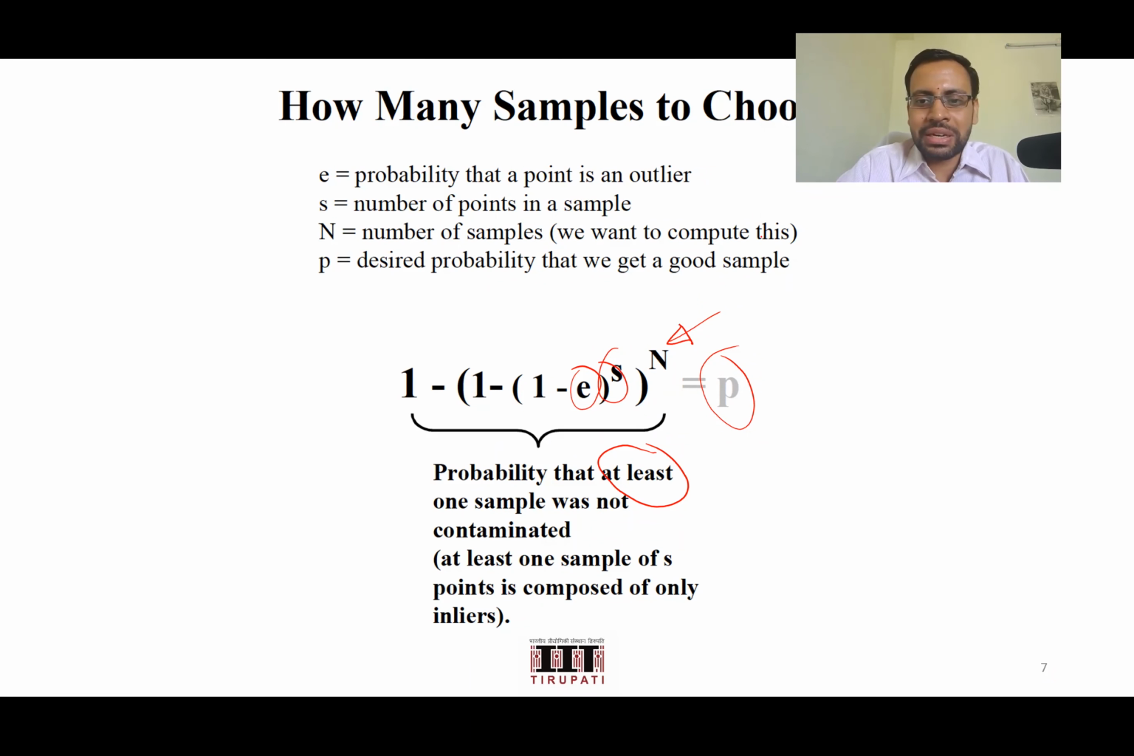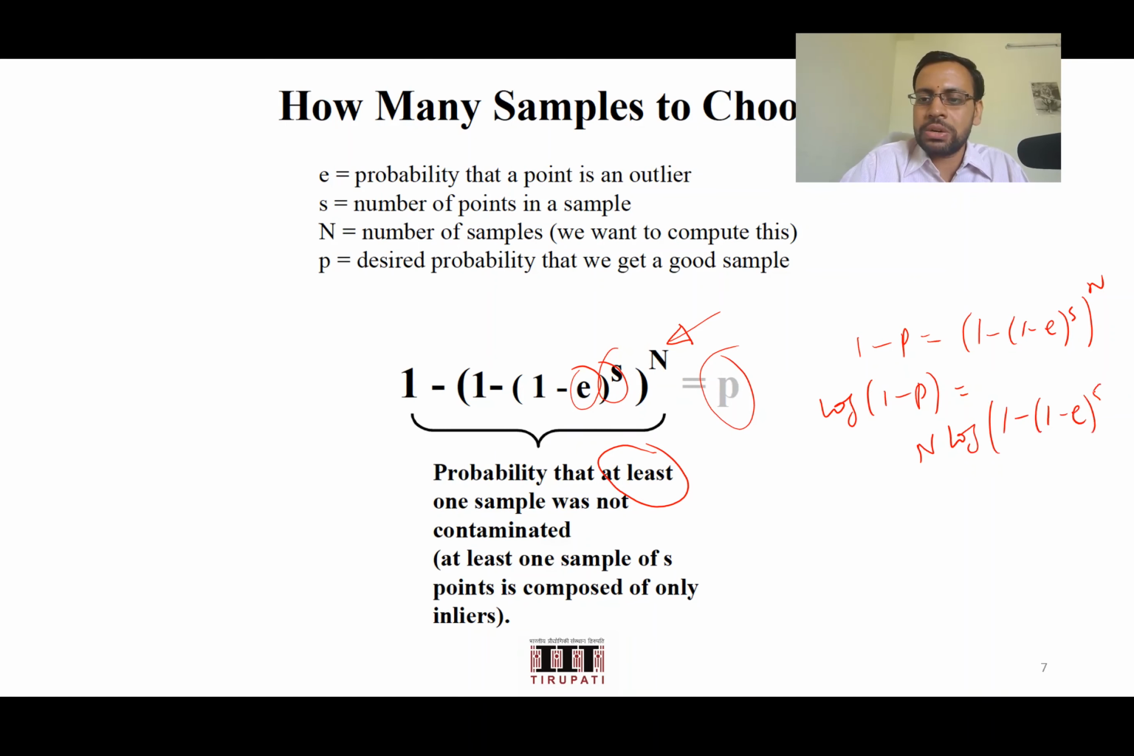So let me take this onto the other side. I would get 1 minus P equal to (1 minus (1 minus E) to the power S) to the power N. Take logarithm on both sides. I think log to the base 2, if I'm not wrong. I need to check that out, but it doesn't really matter. N log(1 minus (1 minus E)^S). So that means my N equals log(1 minus P) divided by log(1 minus (1 minus E)^S).